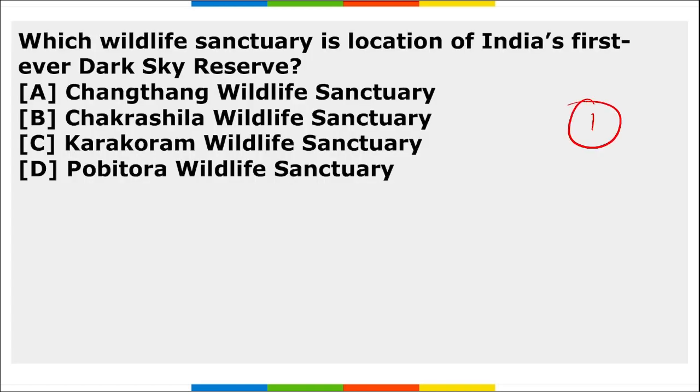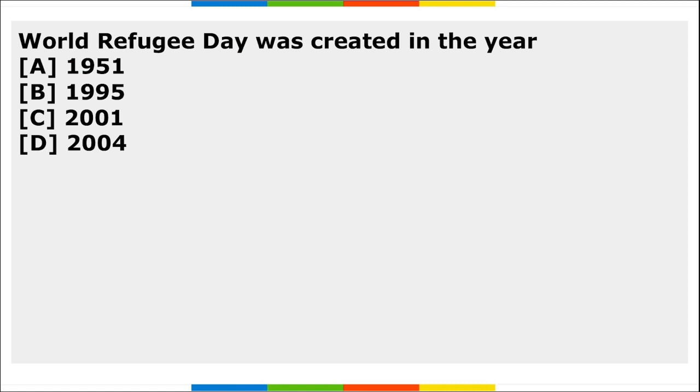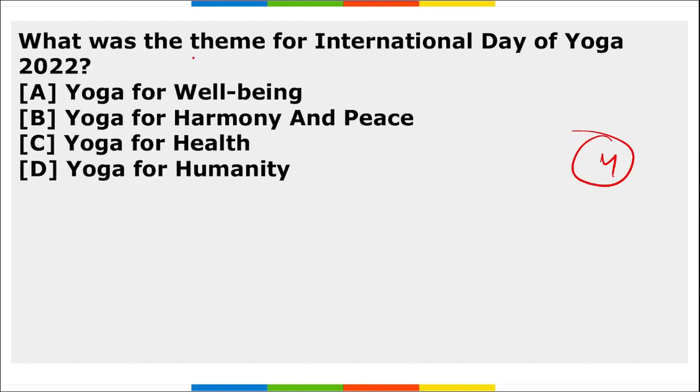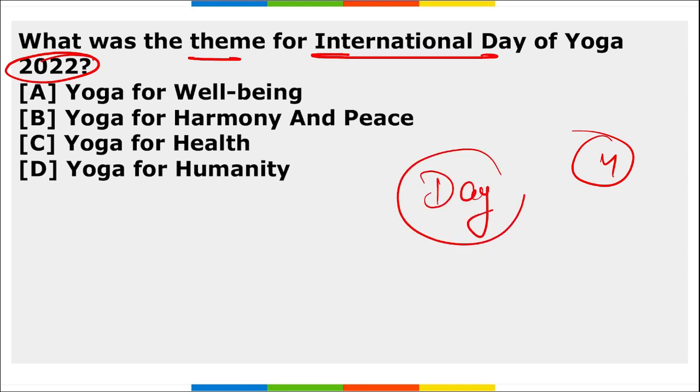So first question is, which wildlife sanctuary is located of the India's first ever dark sky reserve? So dark sky reserve, where is it located? First question. Second, World Refugee Day was created in which year? Third, Modhera Sun Temple in Gujarat that was recently making news was built during the reign of which dynasty? Modhera Sun Temple. Fourth question, what was the theme of the International Day of Yoga 2022? Also tell me the day on which we observe International Day of Yoga.